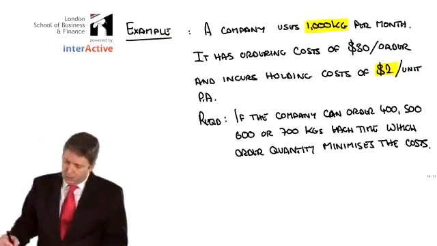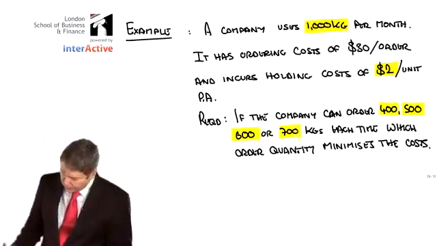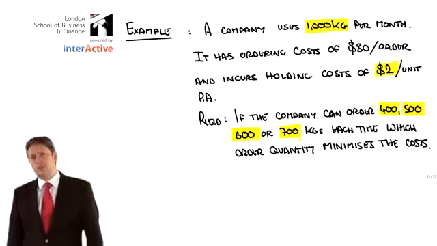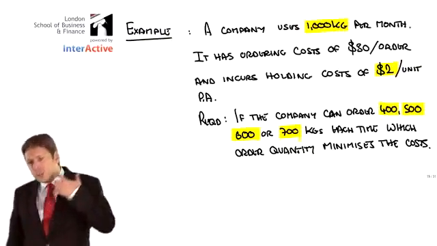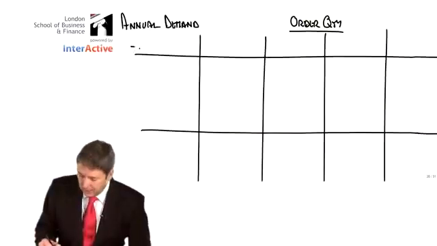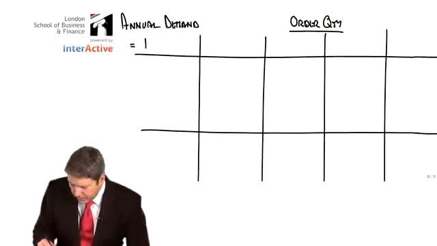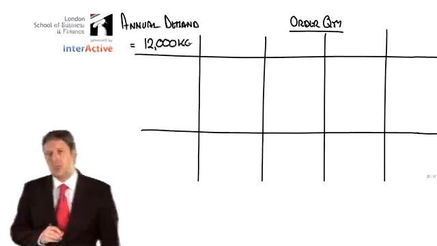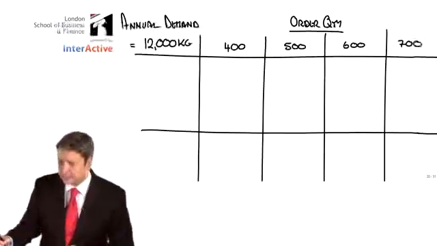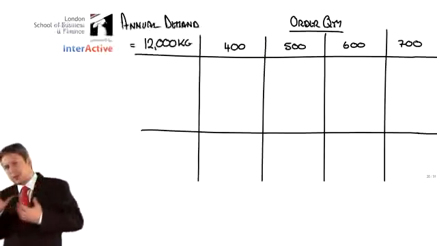Now, we know that we're looking at 4 order quantities: 400, 500, 600 or 700. And what we want to do here is to establish the ordering cost and the holding cost, given that we have that. So let's just play around with the numbers and see what we can do. If we look at the annual demand, we said 1,000 kilos per month. That's 12,000 kilos per annum. The order quantities could be 400, 500, 600 or 700. Now, I've tried to look at things very simply. You don't necessarily have to go this simple, but I don't think it hurts in any way.